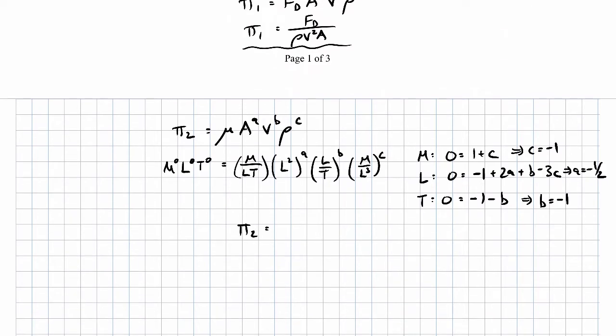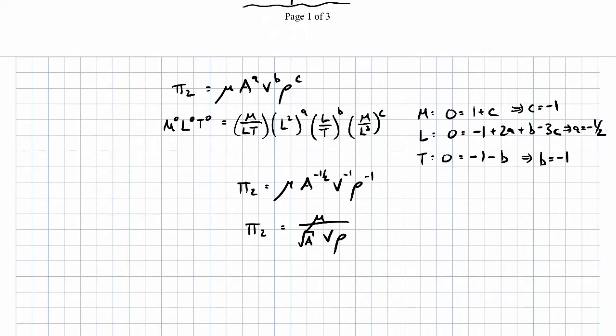So then let's go ahead and write out our pi 2 term. It'll be mu times A to the minus 1/2 times V to the minus 1 times rho to the minus 1, or written differently, mu over square root of A times V times rho. Those are in the denominator. And I'm just going to flip that upside down. So I'm going to just rewrite my pi term a little differently. I'm going to flip it upside down so it's rho V square root of A all over mu. It's totally fine to do that. And the reason it's fine is because this is a dimensionless term. If I flip it upside down, it's still dimensionless.